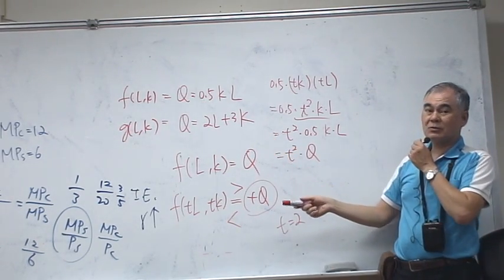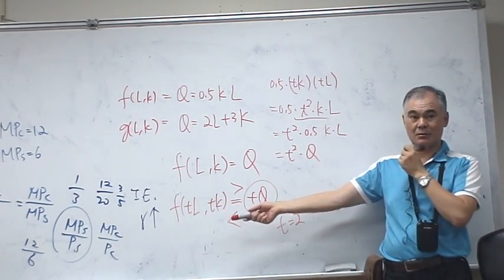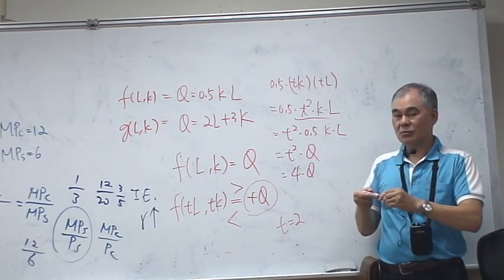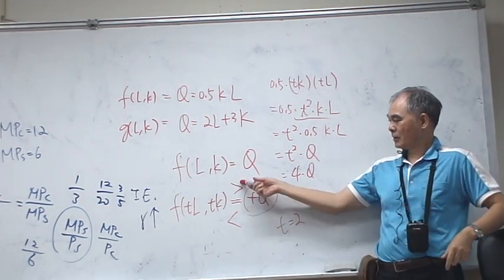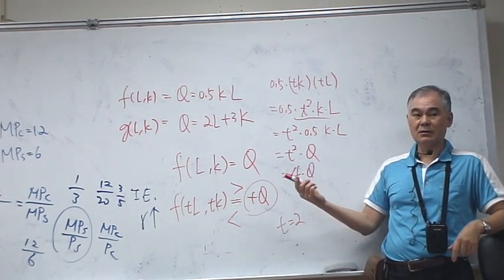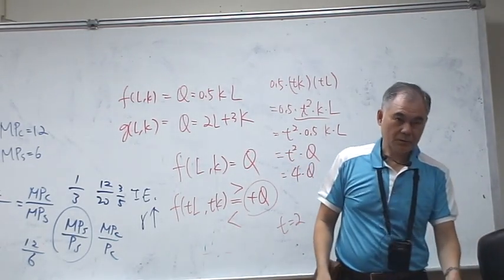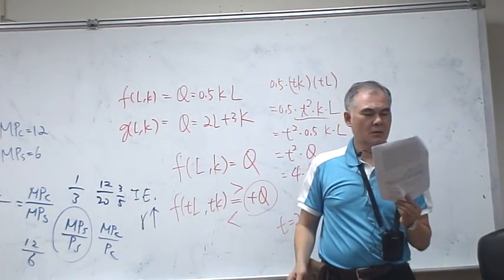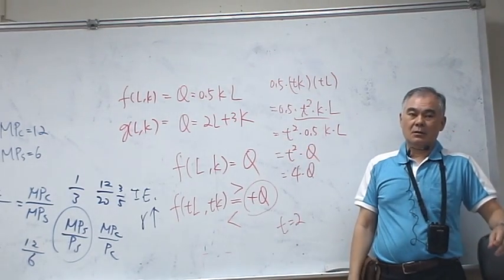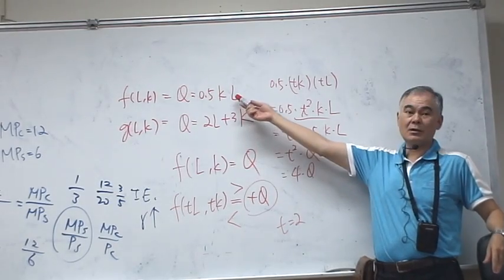So you double labor and double capital. What do you get? You get 4 times Q. So you quadruple. So it is greater than, equal to, or less than? Greater. So that's increasing returns to scale. What about the other one? Is it constant returns to scale, increasing, or decreasing? This one is increasing.